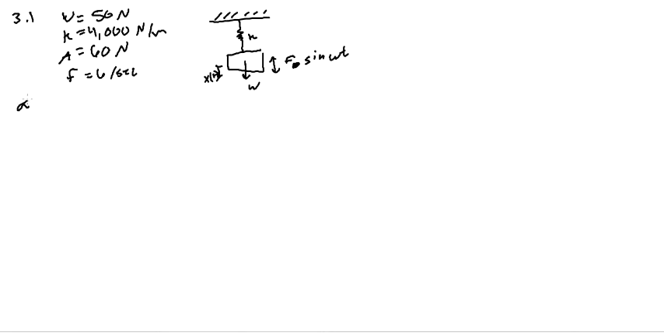Alright, A, we're going to find the extension of the spring due to suspended weight. This is a static deflection. So our static deflection is equal to mg over k. Basically we could say that with static deflection the forces are zero, so mg has to be equal to k times the static deflection. So then we just solve for the static deflection.